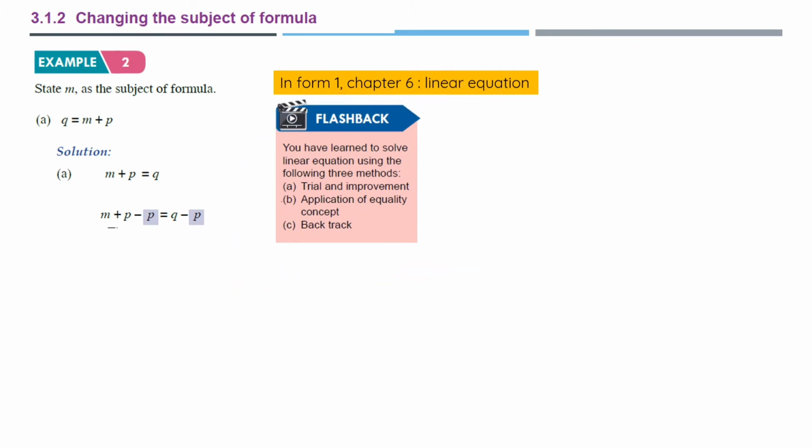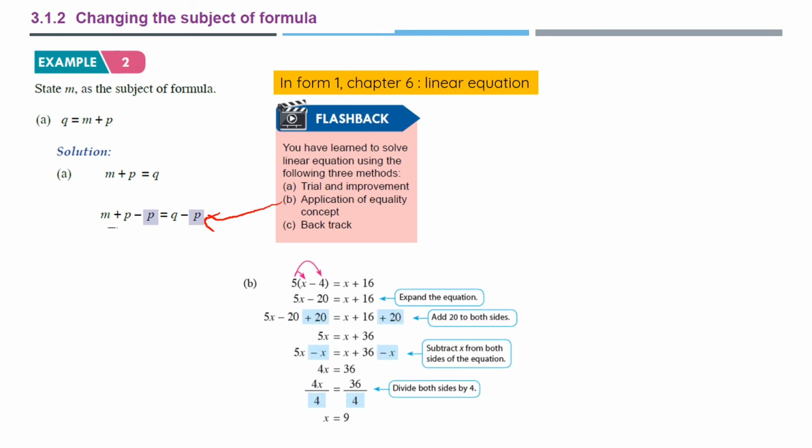And this is the equality concept. When you minus P on the right side of the equation, you also need to minus P on the left side of the equation. That is why you see minus P and minus P here. This is an example from your Form 1 textbook. Last time you already learned the application of the equality concept. This is the linear equation.